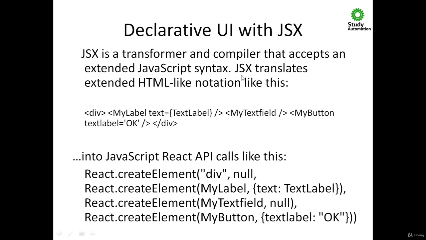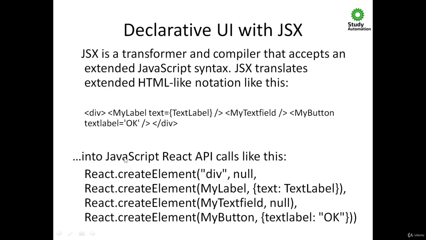JSX, as we already understand, is the transformer or compiler that accepts an extended JavaScript syntax. JSX translates extended HTML-like notation. If you can see, this looks like HTML where we have a div and a label. Inside that we have attributes, text equal to label. We are closing this text field. So my text field is one of the components, which starts and ends here. Then my button, text OK.